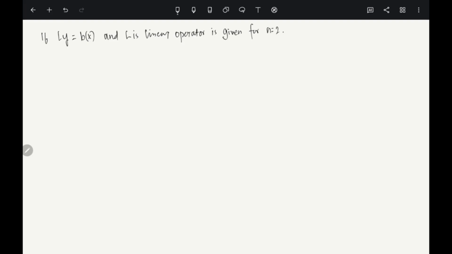So basically, what I am trying to say is this. That is, L of y looks like this: a0(x) y double prime plus a1(x) y prime plus a2(x) y. Clear? And here, of course, I am assuming a0 is not 0 for all x in whatever (a,b). (a,b) can be R also.